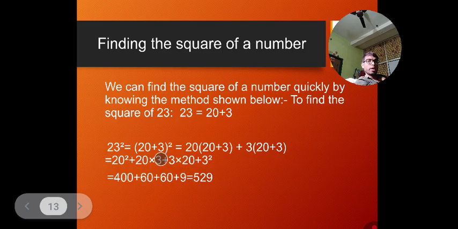Then 20 into 20 plus 3, then plus 3 into 20 plus 3. Then we will multiply this with this, then this with this, then this with this, then this with this. Then at the end we will get 529. This is the square of 23. By this method you can find the square of any number. Otherwise you have more options.